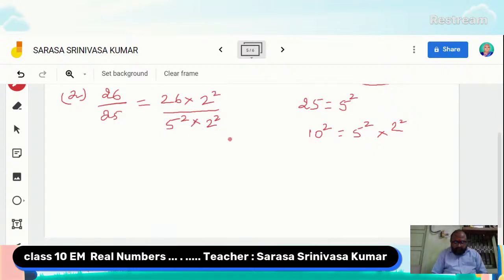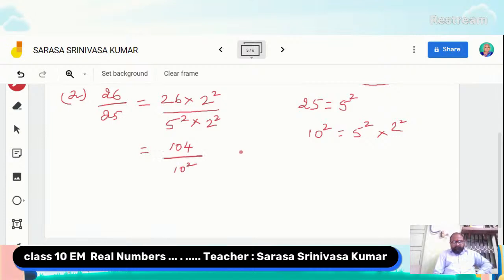Why should we multiply and divide by 2 square? Because in the denominator we should get the form 10 square. So 26 multiplied by 4 is 104, divided by 10 square. This is equal to 1.04.